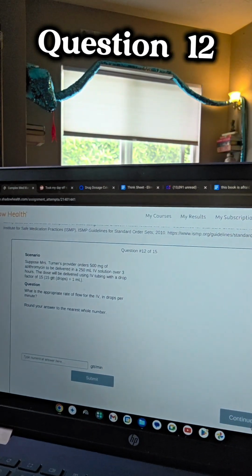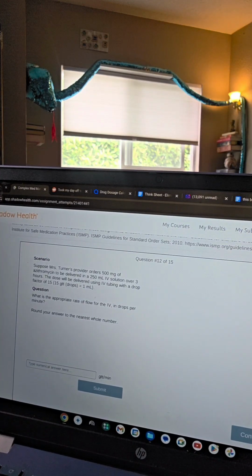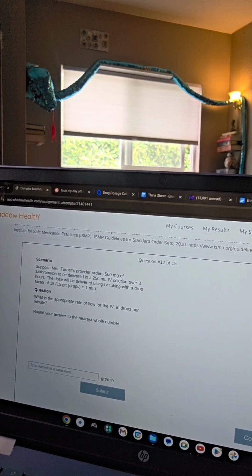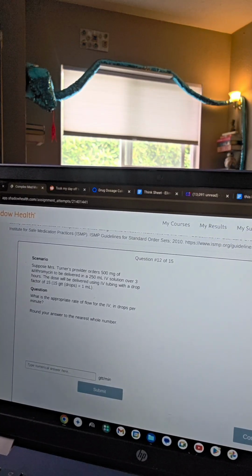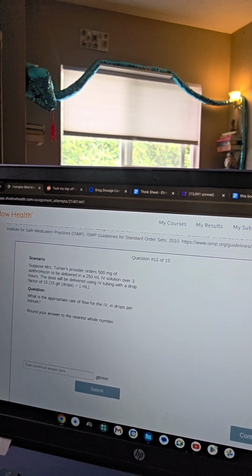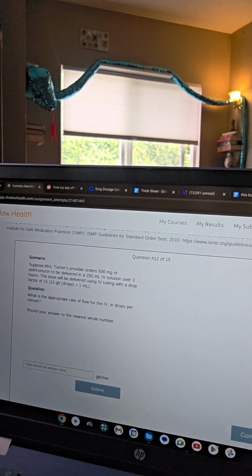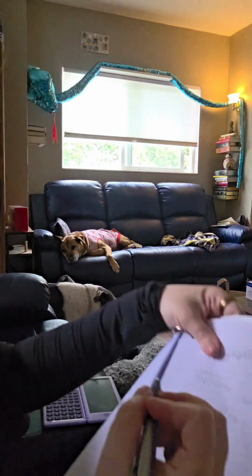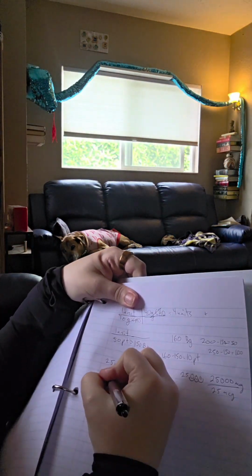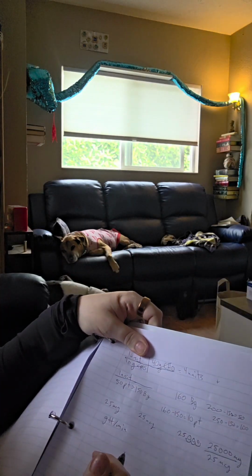12. Suppose Mrs. Turner's provider orders 500 milligrams of azithromycin to be delivered in a 250 milliliter IV solution over 3 hours. The dose will be delivered using IV tubing with a drop factor of 15 GTT. What is the appropriate rate of flow for the IV in drops per minute? So this is another one. We're going to focus on the units. So the units they want is GTT per minute. That's the units they want. Now let's go over what we have.